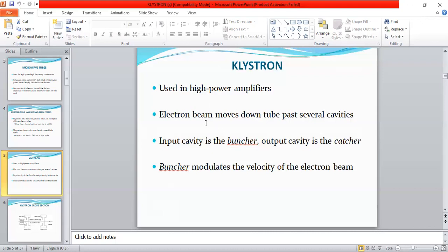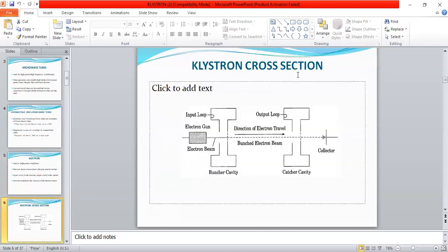Already we have discussed this klystron amplifier has two cavities. One is the buncher cavity and the second one is the catcher cavity. Now, if you consider the cross section of the klystron amplifier, this diagram has two cavities. This is the first cavity, and the second cavity. So this klystron amplifier is considered as a two cavity klystron amplifier, because we have two cavities.